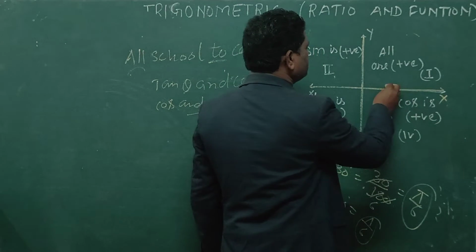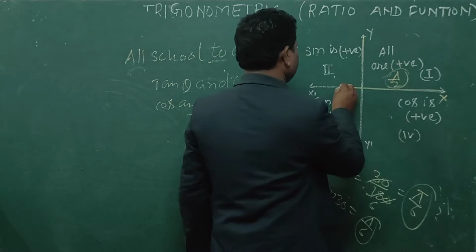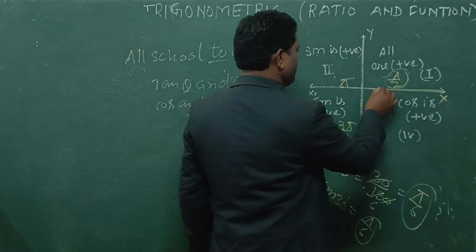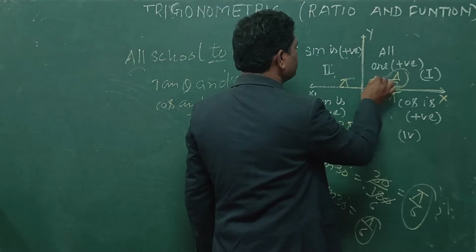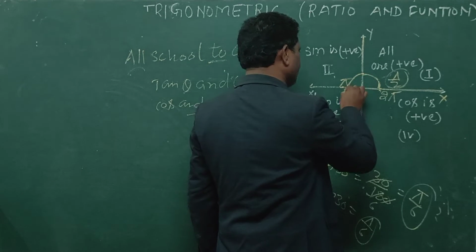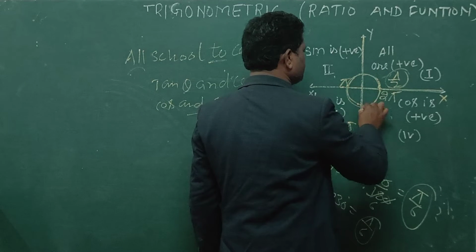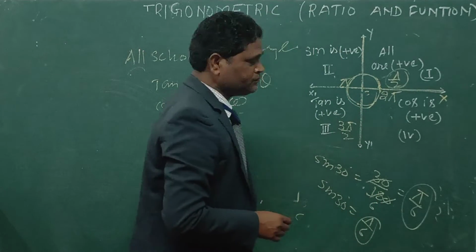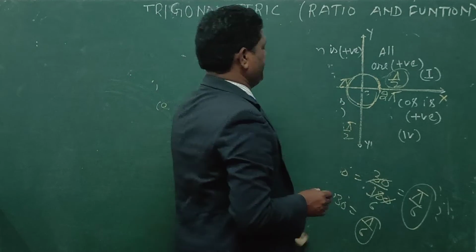It means the first quadrant ends at pi by 2, then pi, 3 pi by 2 and 2 pi. The first quadrant ends at 90 degrees, the second quadrant at 180 degrees, the third quadrant at 270 degrees, and the fourth quadrant makes 360 degrees, which is 2 pi. 2 pi means 360 degrees. Clear? Now I am telling you some formulas of trigonometry.